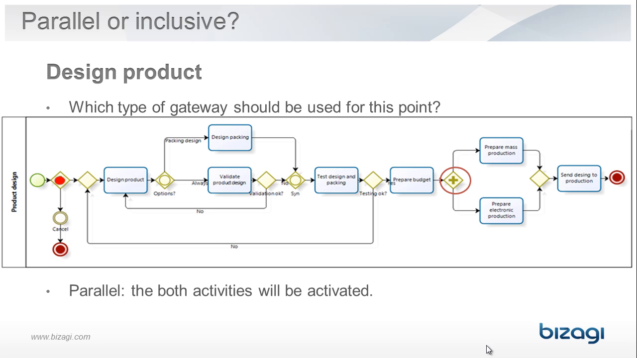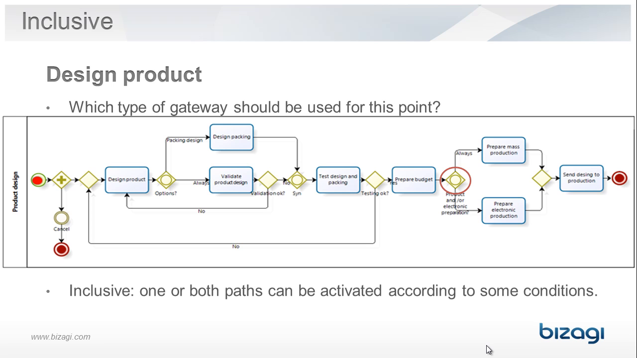Now this gateway should capture that the mass production preparation should always be performed, but the electronic preparation should only be performed if the product has electronic parts. See the simulation using a parallel gateway. In this case, both activities will always be activated. This is not the desired behavior, as in some cases the electronic preparation will not be performed. Therefore, an inclusive gateway should be used. One or both paths can be activated according to some conditions. See the simulation.